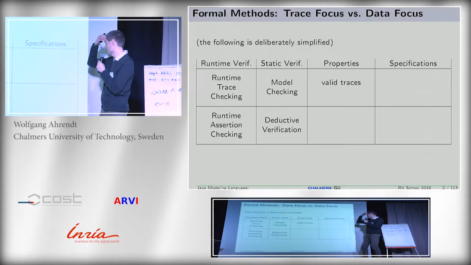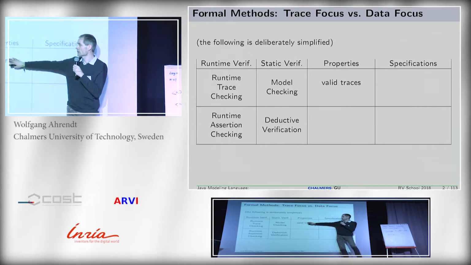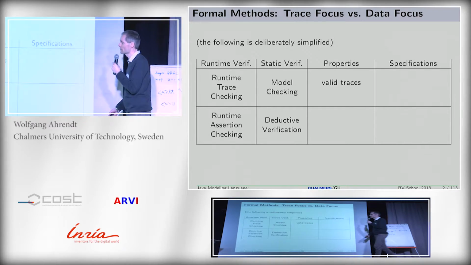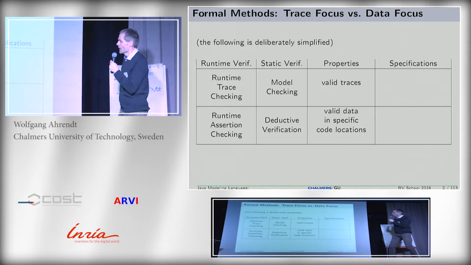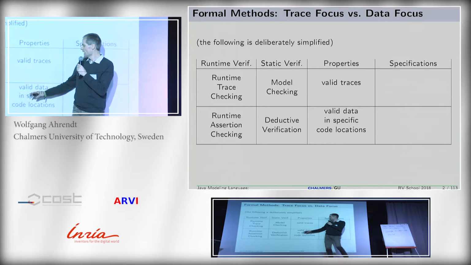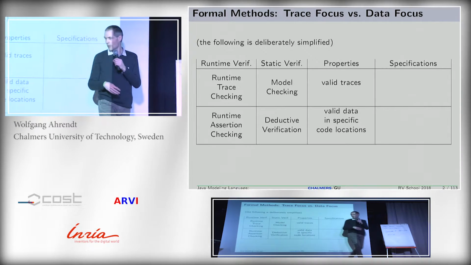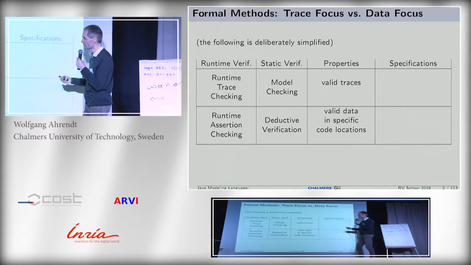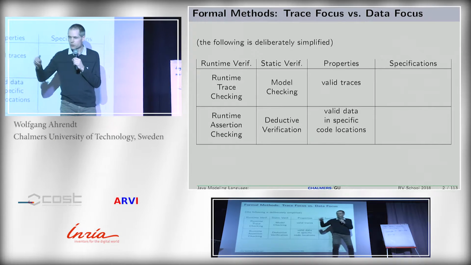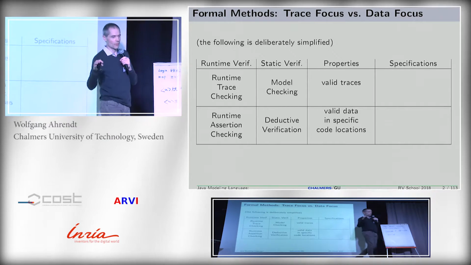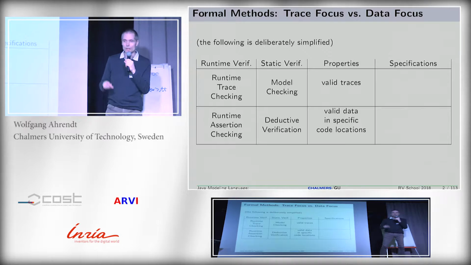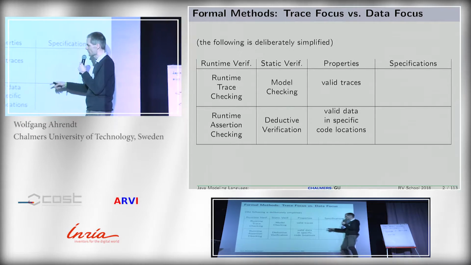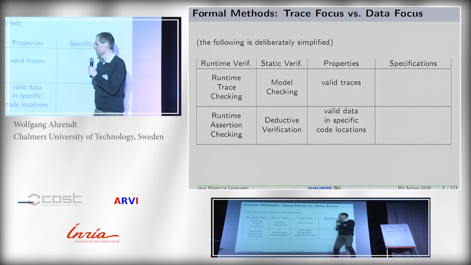But what are the properties all about? Here the properties focus on valid traces. What is valid, what is not valid in terms of traces. And the languages say something about that. Down here we specify valid data in specific points, specific code locations. So there's a strong connection to the source code here, and you say, okay, at this point the data should have a certain property, and at that point should have another property, or if it has that property at this point, then it has that property at another point, and so on. But what you talk about is the data.